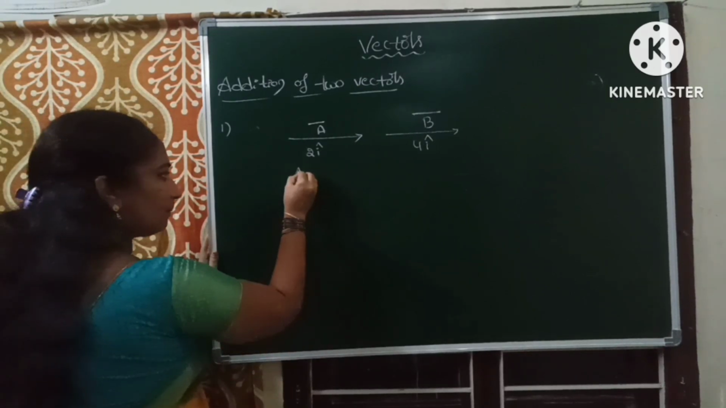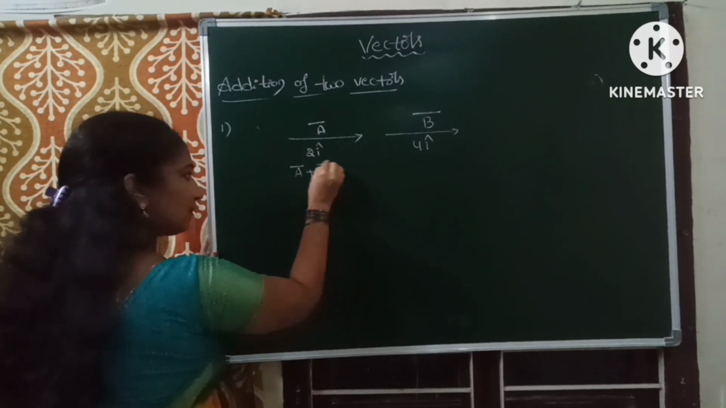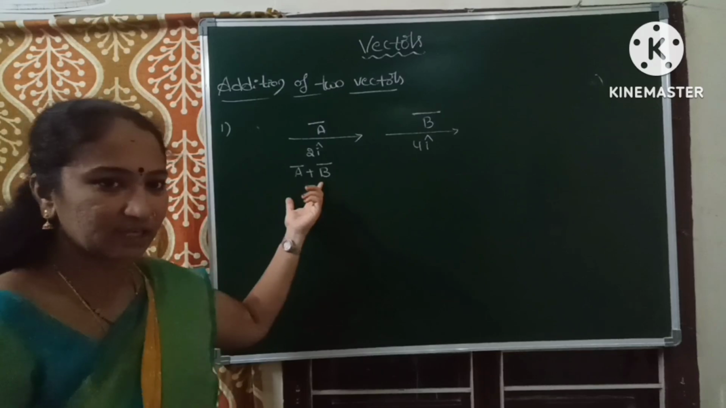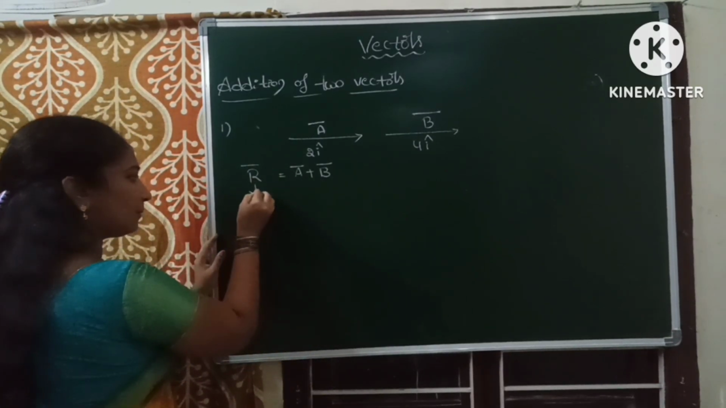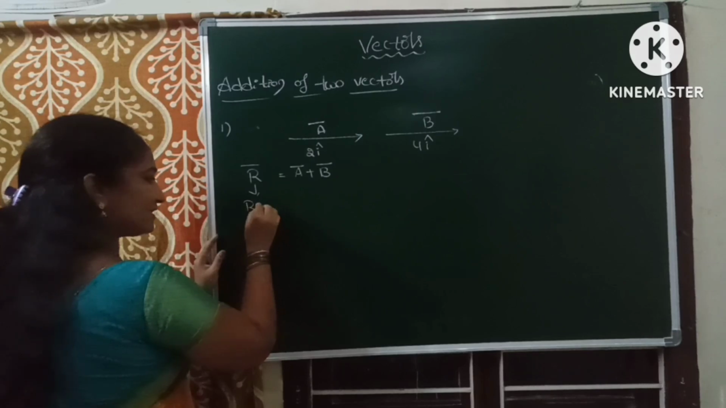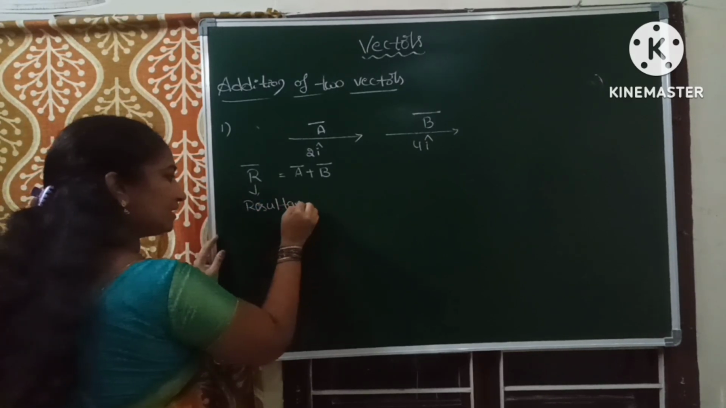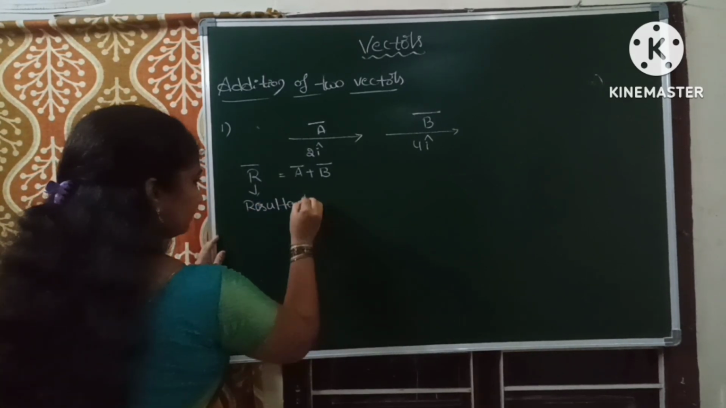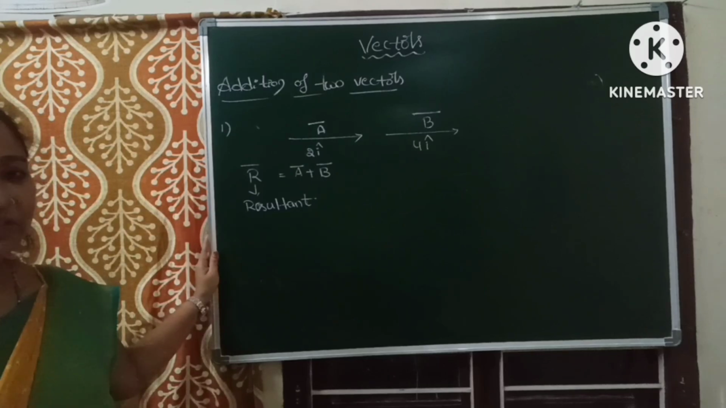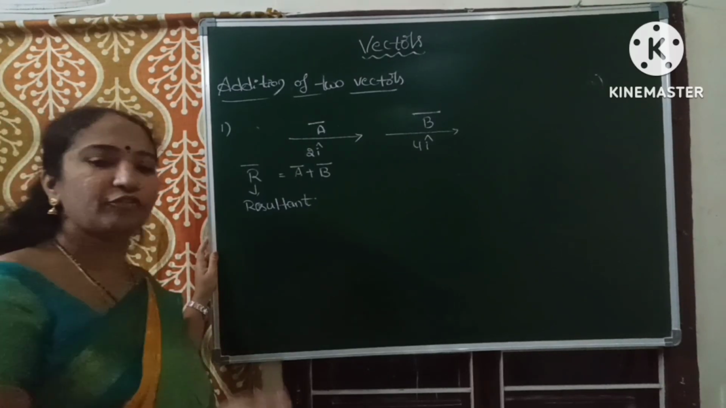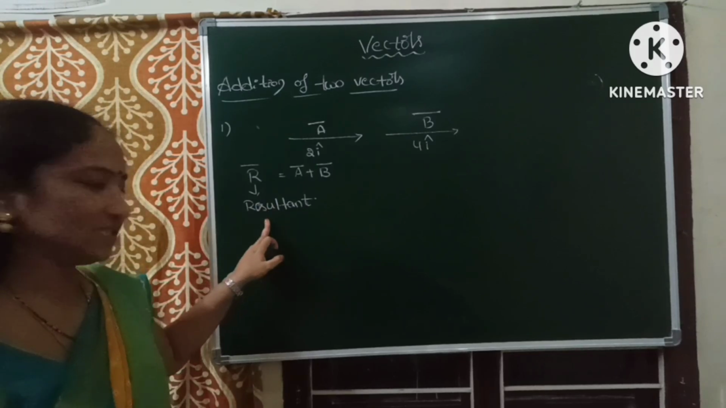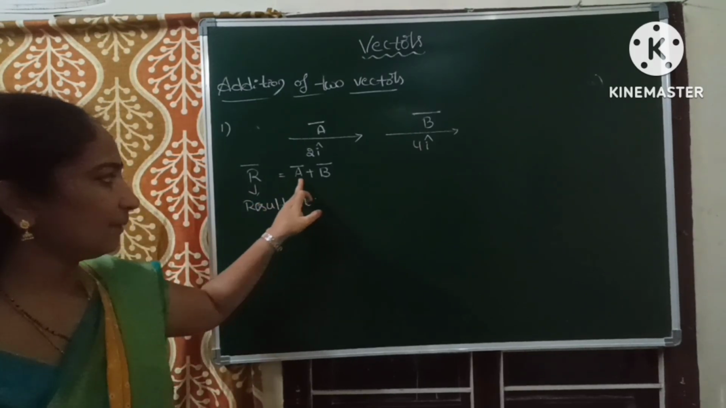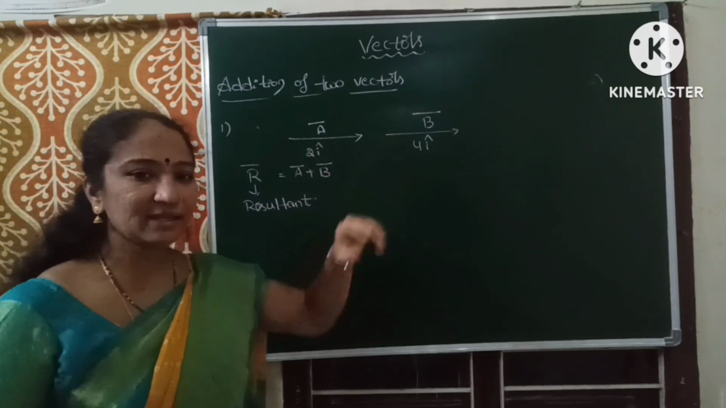Then I want a bar plus b bar, the sum or addition of two vectors a bar and b bar, which is nothing but R bar. What does R bar represent here? Resultant. Resultant means the final result. 2 plus 3 is equal to 5; 5 is the result there. So here it is called the resultant. So the resultant is a bar plus b bar when both are in the same direction.